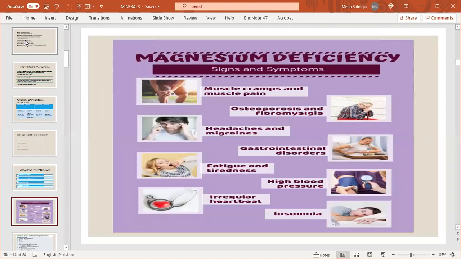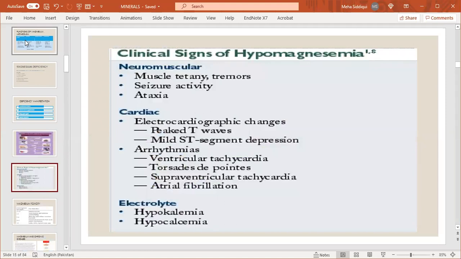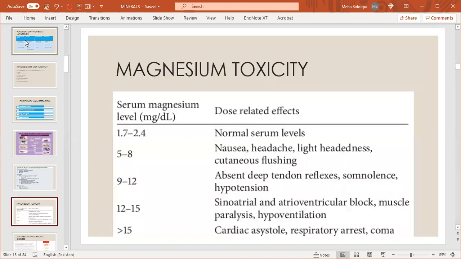Other common symptoms are muscle cramps and muscle pains, osteoporosis and fibromyalgia, headaches and migraines, gastrointestinal disorders, fatigue and tiredness, high blood pressure, irregular heartbeat, and insomnia. Clinical signs of hypomagnesemia: neuromuscular signs are muscle tetany, tremors, seizure activity, ataxia. Cardiac signs are electrocardiographic changes like peaked T waves, mild ST segment depression, arrhythmias, ventricular tachycardia, torsades de pointes, supraventricular tachycardia, atrial fibrillation, and electrolyte signs are hypokalemia, hypocalcemia.